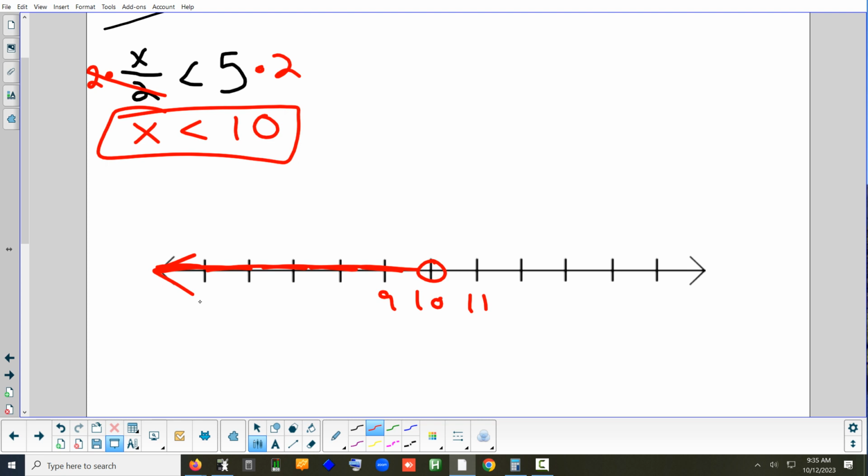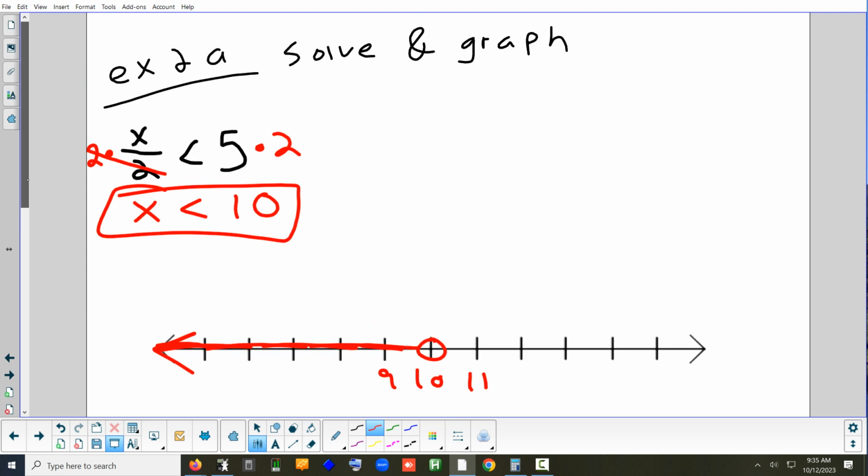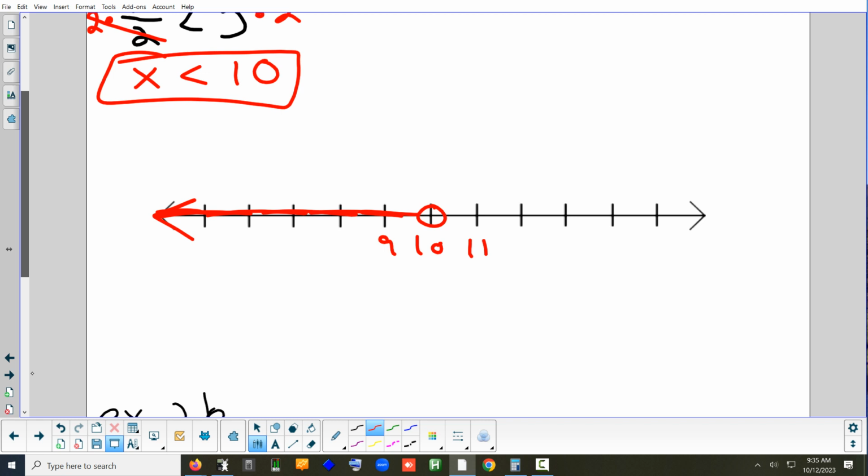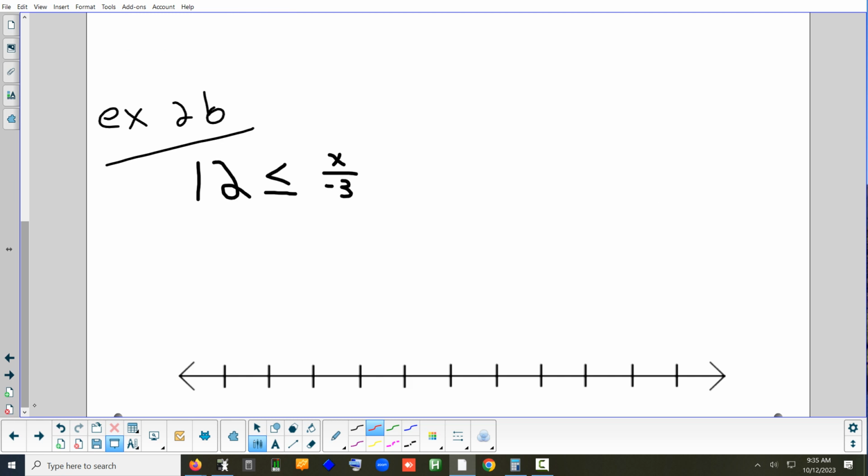Any number that's in the red section, if you plug it in, would be true. Any number that's not in the red section, if you plug it in, would be false. It would be the wrong answer. Any question on 2A? All right, try 2B, and then we'll do the word problem together.